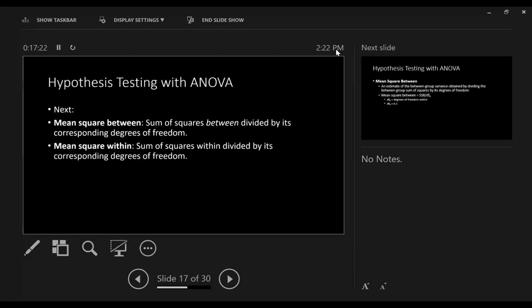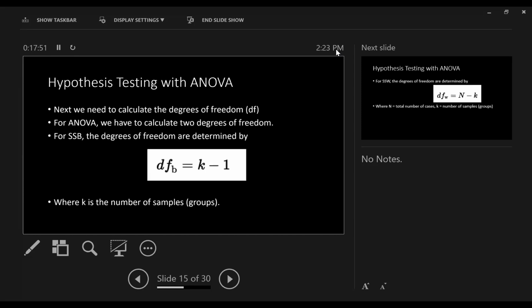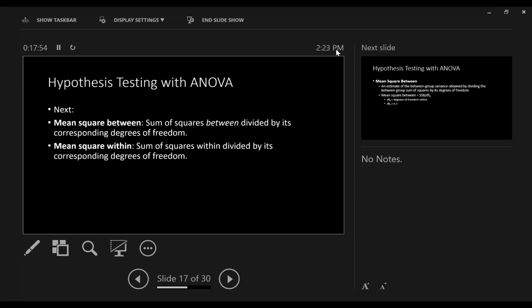So next, what we want to do is figure out, does it meet our hypothesis, right? Is there a significant difference? Is there actually a difference between the means? So the mean square between is the sum of squares between divided by its corresponding degrees of freedom. And for the mean square within, you're doing the sums of squares within divided by its corresponding degrees of freedom. And again, we figured out our degrees of freedom for the within group is this, and for between group is that. All right.